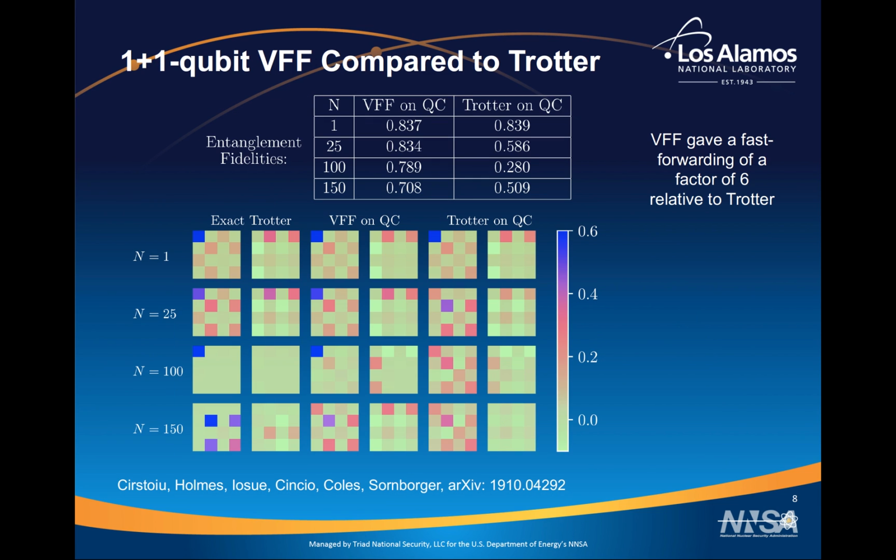This is an example where this was done on the Rigetti chip. And the thing to notice here is that the Trotter error, so this is iterated Trotter, starts off relatively high in terms of entanglement fidelity, but then rapidly goes down. So 0.8, 0.6, 0.3, 0.5. So it rapidly goes down to 0.5 or below. For VFF, though, you can see that the error stays high much longer.